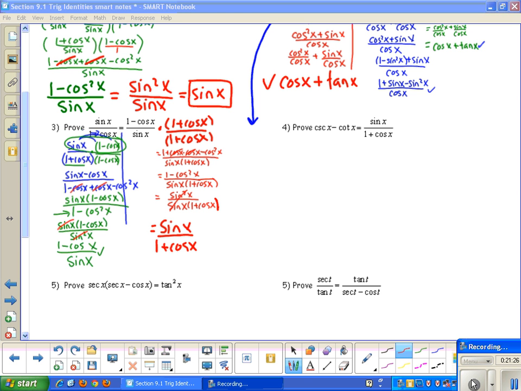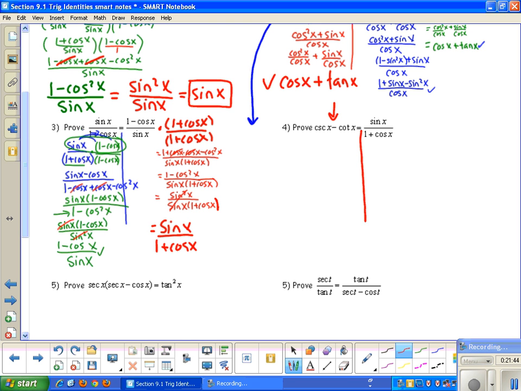Now, let's go ahead and do one more for further notes. It says prove cosecant x minus cotangent x equals sine x over 1 plus cosine x. For this problem here, it doesn't really matter which side you want to use. Let's go ahead and do the left side of my equation. I notice that this side is all in terms of sine and cosine. Because that side is all in terms of sine and cosine, it probably would be helpful to take the left side and put it in terms of sine and cosine.